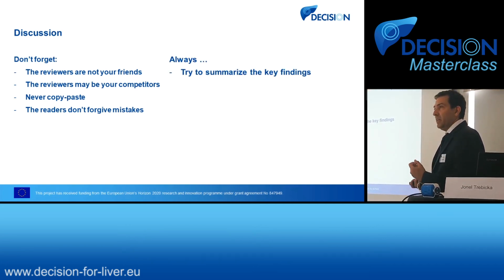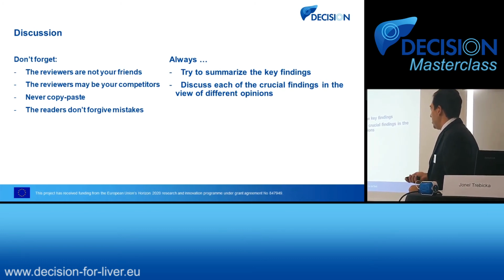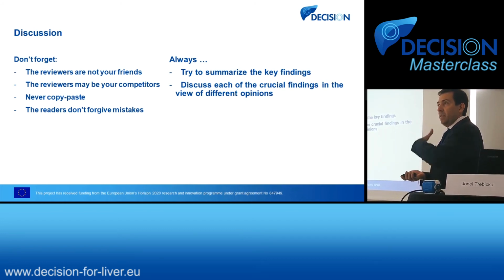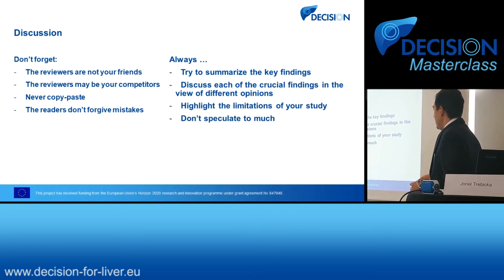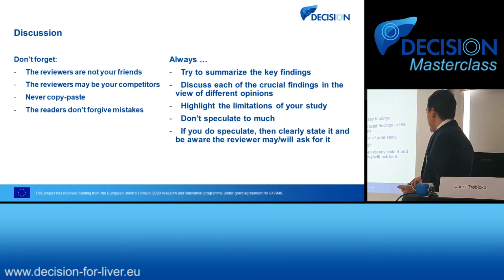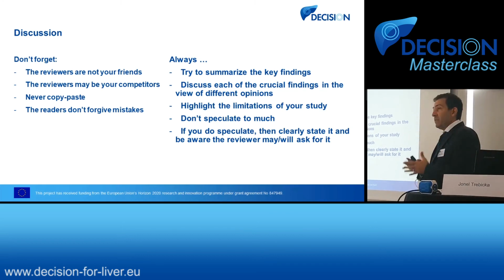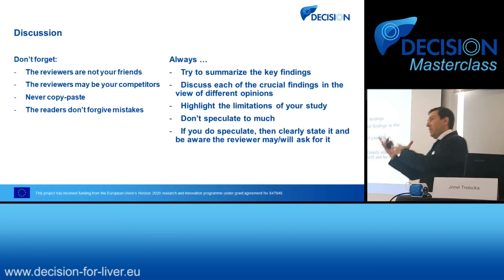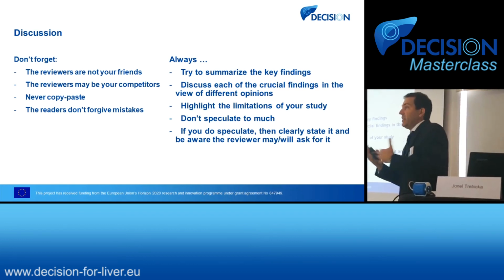Always try to summarize the key findings in the section. Discuss each of the crucial findings from the different points of view, because as we said, there are so many opinions. Highlight the limitations of your study. It's also very important. And don't speculate too much. If you speculate, then clearly say so, and be aware that the reviewer may and will ask for it. If you say something around this and that, then be aware that they might ask for it. So if you have the data ready, then it's perfect.